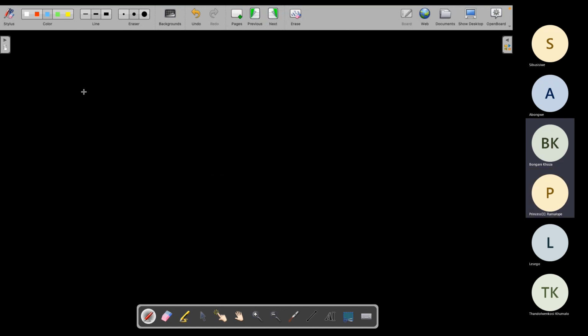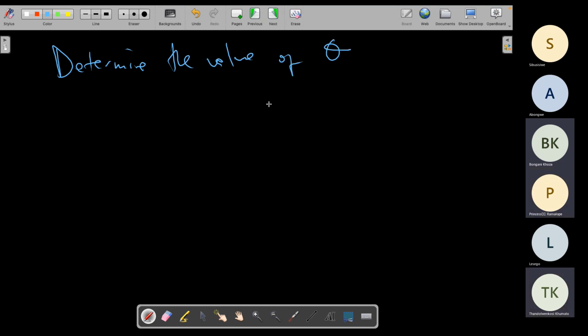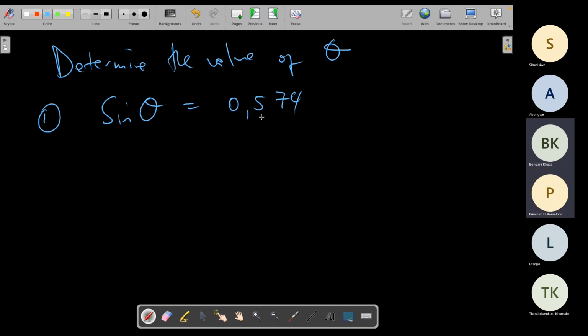So if you are given a question like this, you're supposed to find the value. Determine the value of, let's say, theta. For the first question, they're given this: sine theta equals 0.574. So they're supposed to find this value of theta.